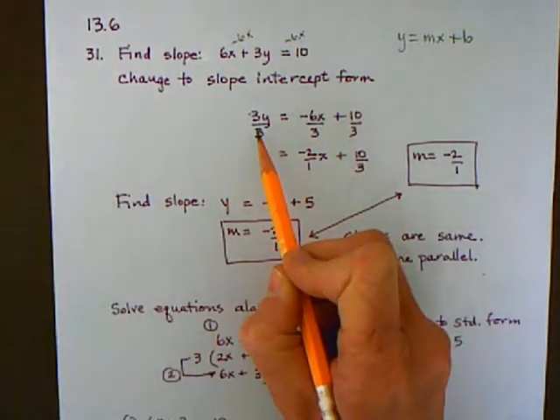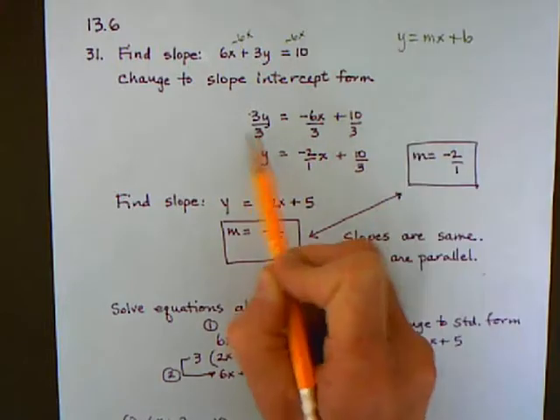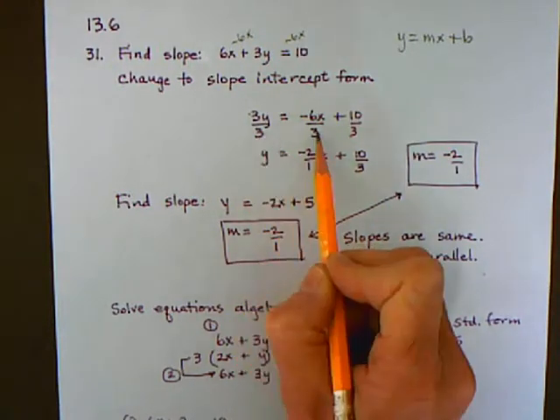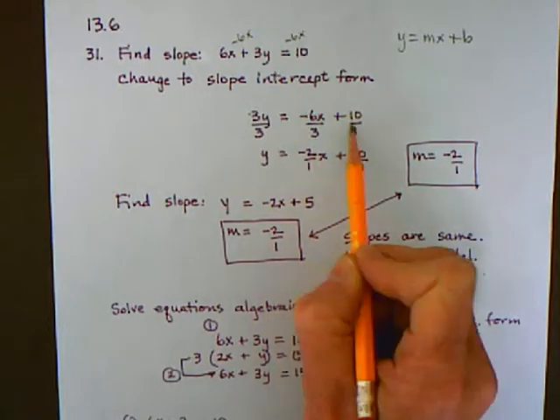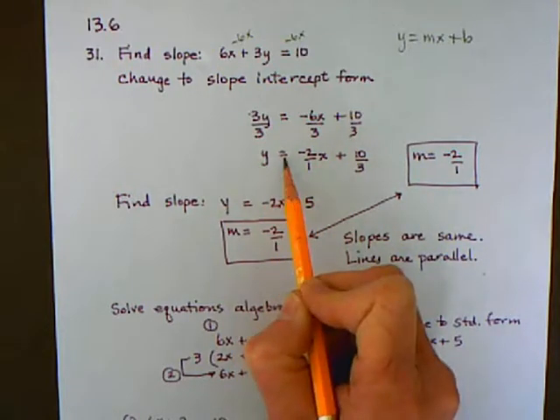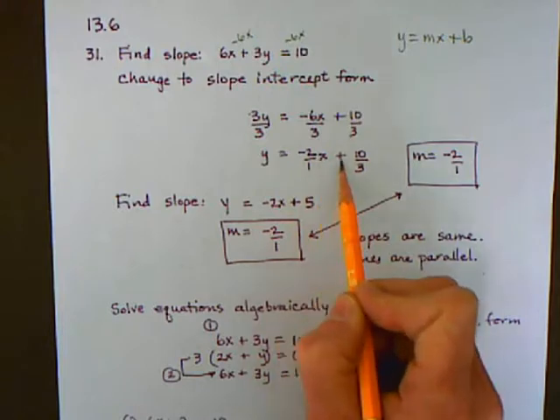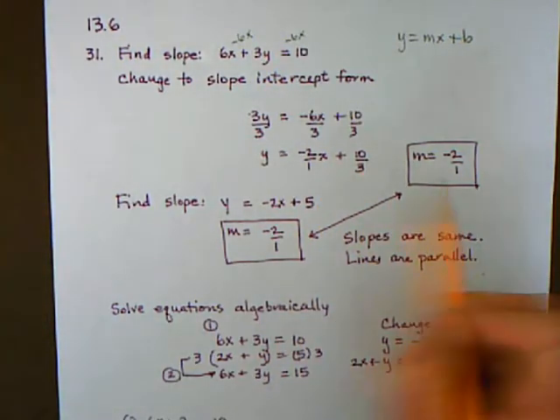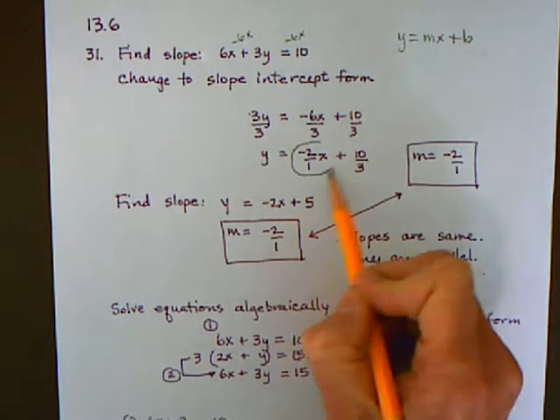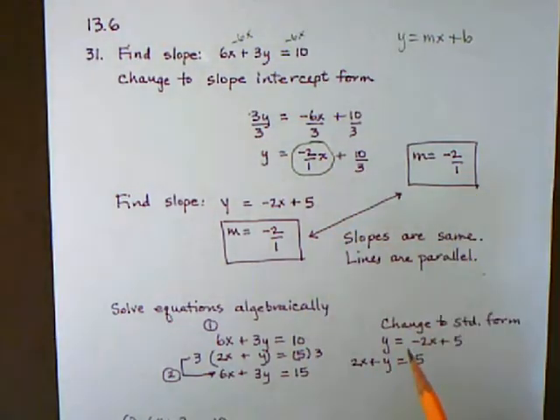I have to just solve for y, not 3y. So divide everything by 3, both sides of the equation. Divide this term by 3, divide this term by 3. I get y is equal to minus 2 over 1 x plus 10 thirds. So you can see from this equation, here's my slope. It's minus 2 over 1, negative 2 over 1.